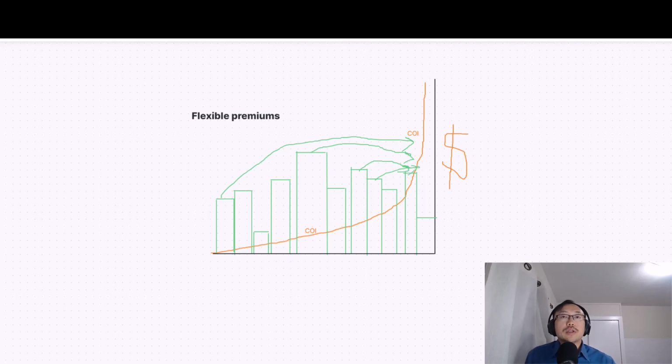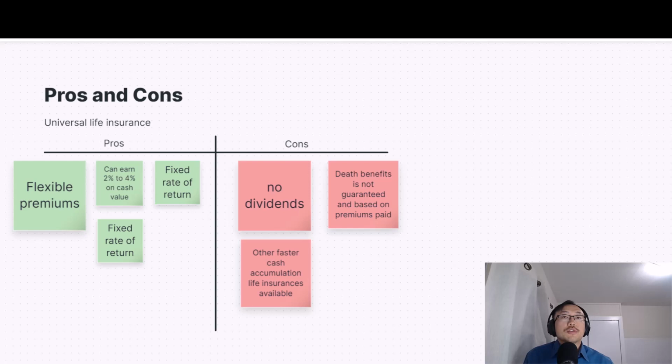So now that you see what that looks like for cost of insurance versus flexible premium, now let's look at what are some pros and cons of owning a universal life insurance program. The first pro of owning a universal life insurance is that you don't have to pay your whole life, and the premiums are flexible. Fixed rates is another pro, is that you get a fixed rate of return, anywhere from 2 to 4% on your cash value.